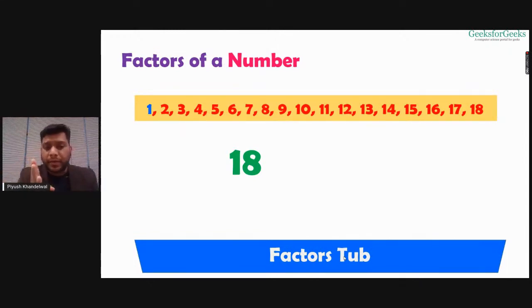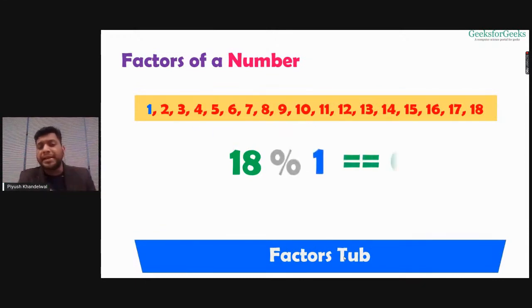I check on dividing by 1. When 1 divides 18, the remainder should be 0. So how do we write this in programming? 18 mod 1 equals 0. So when 18 is divided by 1, the remainder is 0. So I added 1 to my factor term. I say 1 is a factor of 18.